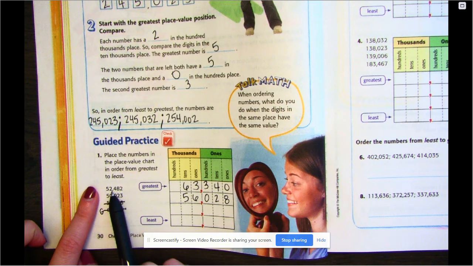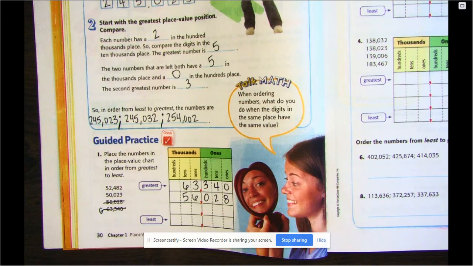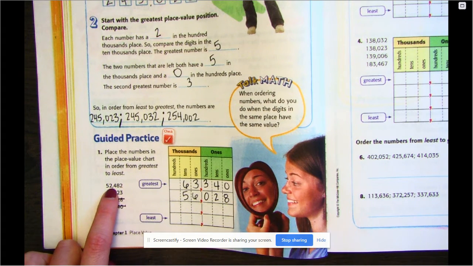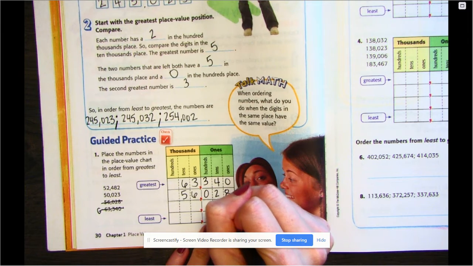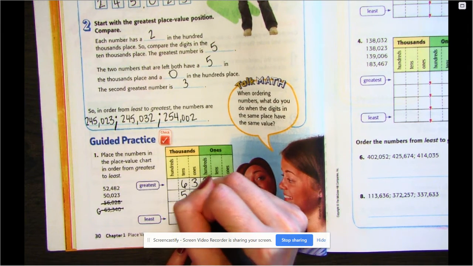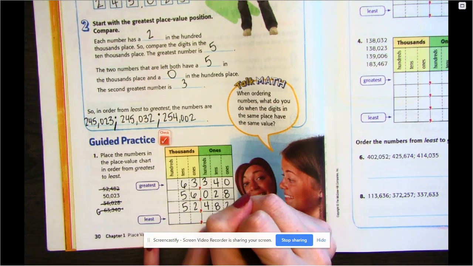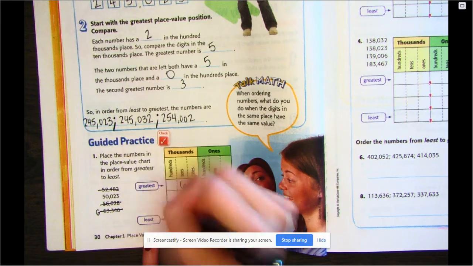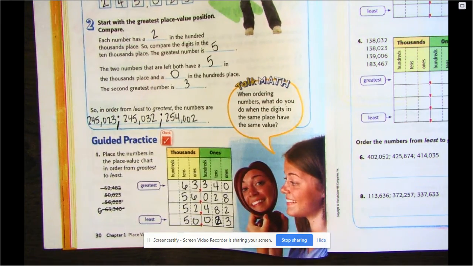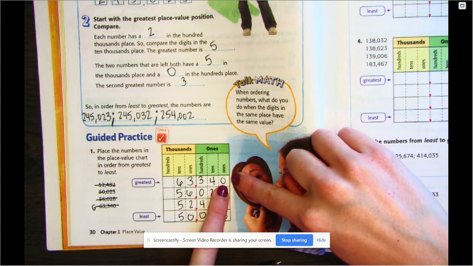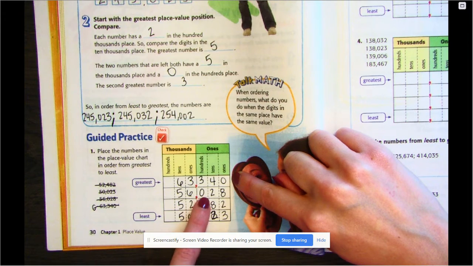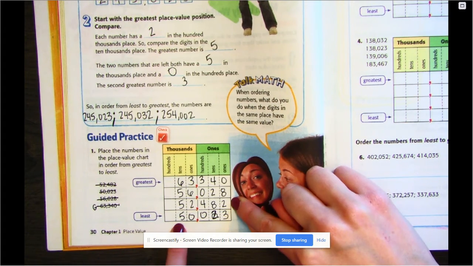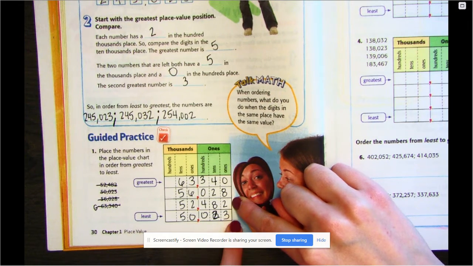Now I've got 2 numbers, 52,000 and 50,000. Well, I can still compare these. I don't need to move to the next place value because 2 and 0 are different. 0 is less than 2, which means that this 52,000 has to come next. So I'm going to write it backwards. 2, 8, 4, 2, 5, cross it out, and then the last one we've got is 2, 0, 0, 5. So if I was going to read these numbers, it would be 63,340 is bigger than 56,028, and that number is bigger than 52,482, and that number, the least of all the numbers, is 50,023.